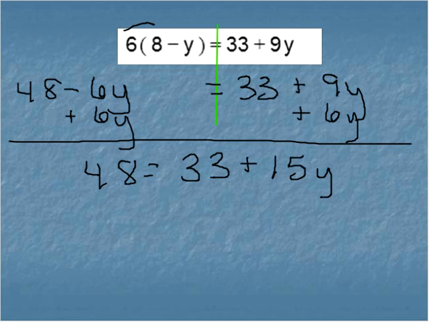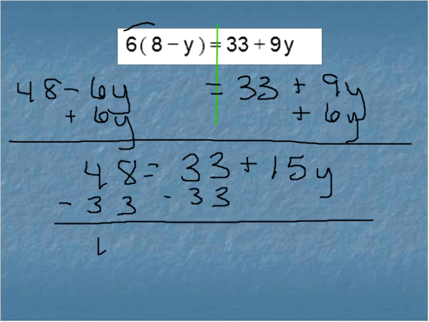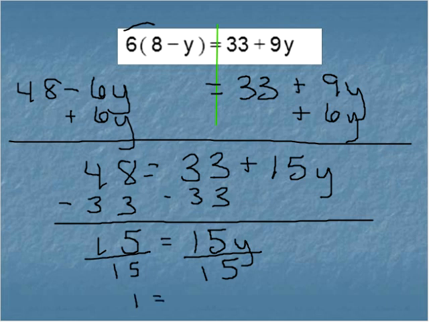And now I can go ahead and try to isolate my y. I'm going to get rid of any adding or subtracting first, so let's subtract 33 from both sides. And that will leave me, so let's see, 15 equals 15y. This is going to work out nicely because I'm going to divide each side by 15 now and get 1 equals y, or y equals 1. Because we always want to write it with the variable on the left-hand side. So y equals 1.